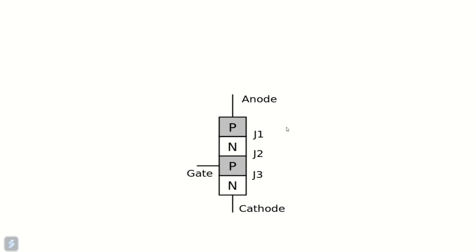So this is the internal structure of SCR. It consists of four layers. This is first layer P, second is N, third is P, fourth is N. And there are three junctions, J1, J2 and J3. Until and unless all the junctions are on or forward biased, the SCR won't come into the conduction.